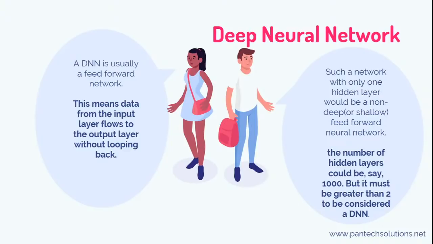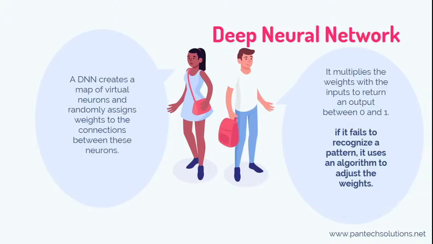This means the data from the input layer flows to the output layer without looping. That is called a feed forward network, and such a network has one or more hidden layers. The number of hidden layers could be 1,000 or even more. Deep neural networks are mostly used to multiply weights with the input neurons, with data like zeros and ones, like a classification type of data set, and its neurons will be randomly assigned the weights and connections between those neurons.